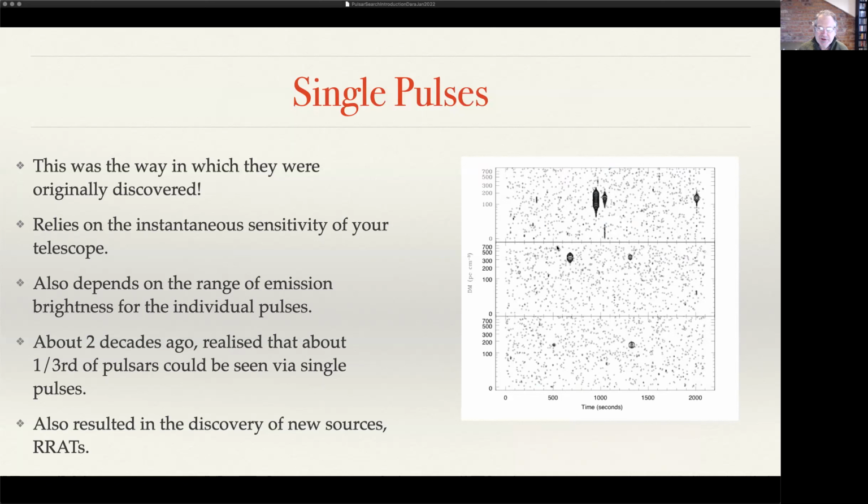And you can see other examples here. So this one at the top, for example, is giving off 3 pulses, well, actually 4 pulses, if you see a very weak one here, over 2000 seconds. So these are the so-called RRATs.